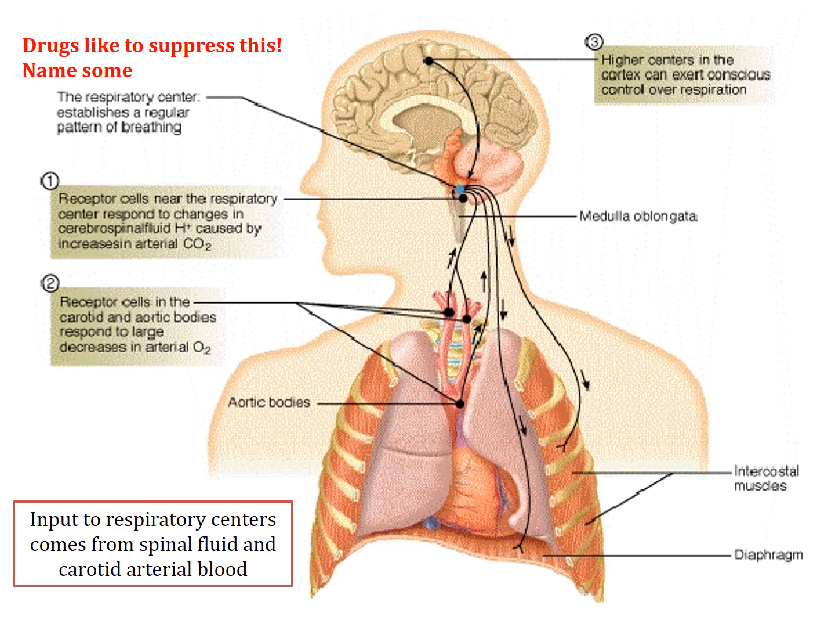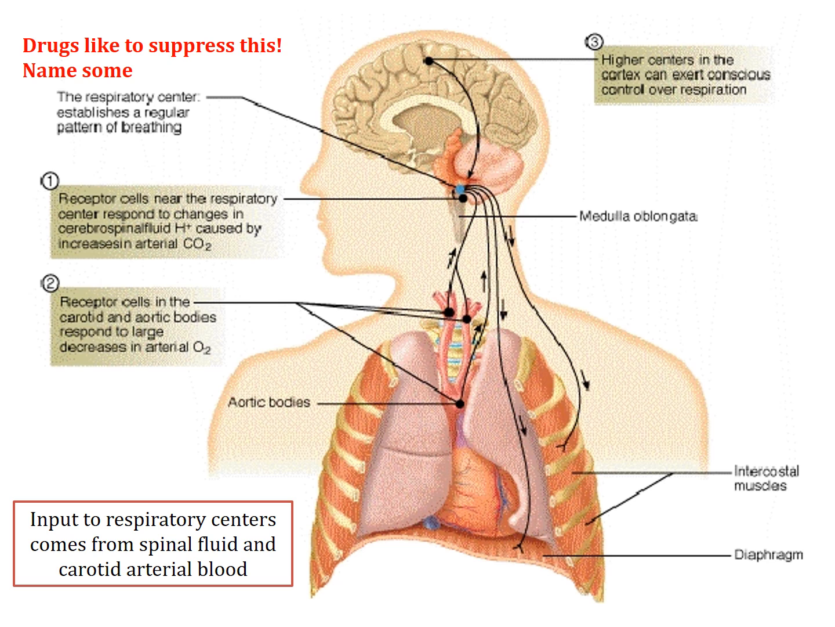O2 and CO2 concentrations are detected in the carotid arteries and in the cerebrospinal fluid. That message is sent to the brainstem. Detection of O2 and CO2 is what triggers our ability to spontaneously breathe. Those respiratory centers can be adversely affected, particularly by drugs.